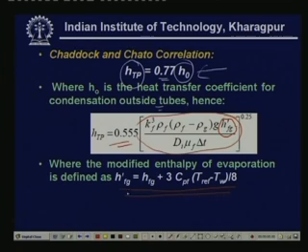The modified enthalpy of evaporation, h prime subscript fg, is equal to h_fg, which is nothing but the latent heat of vaporization, plus 3 Cpf, where Cpf is the saturated specific heat of the liquid, multiplied by T refrigerant minus T wall, divided by 8. So you have to first find this, then substitute it in this, and then find the condensation heat transfer coefficient inside the tubes. This is one of the simplest correlations available for the heat transfer coefficient inside the tubes.